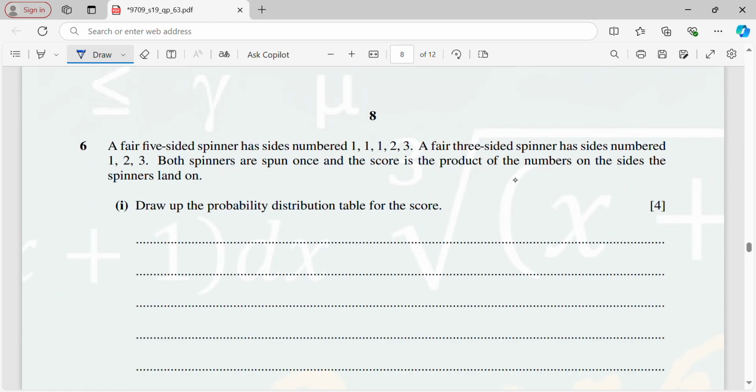Okay, next question number 6. A fair 5-sided spinner has sides 1, 1, 1, 2, 3. A fair 3-sided spinner has sides numbered 1, 2, 3. Okay, one is 5-sided, another one is a 3-sided spinner. Both spinners are spun once, and the score is the product of the numbers on the sides the spinners land on. Now, first part, draw up the probability distribution table for the scores.